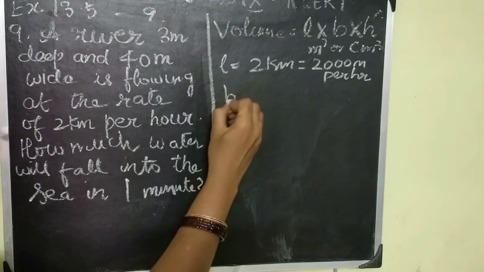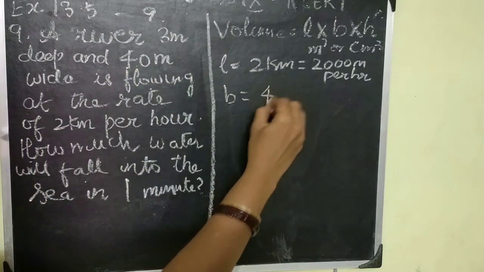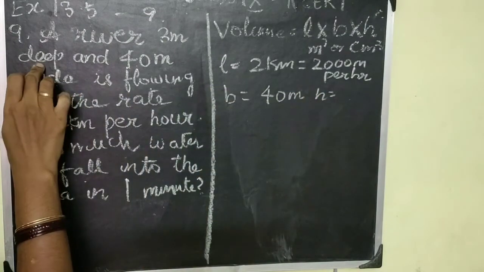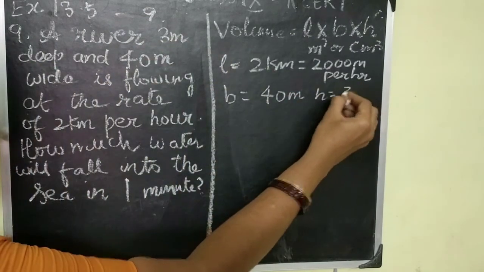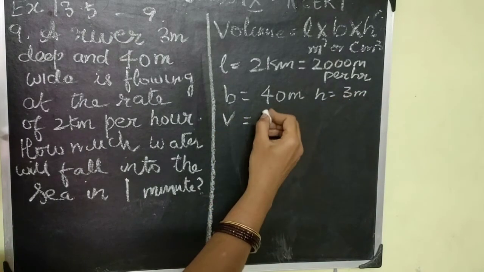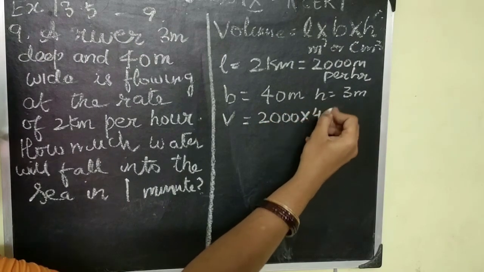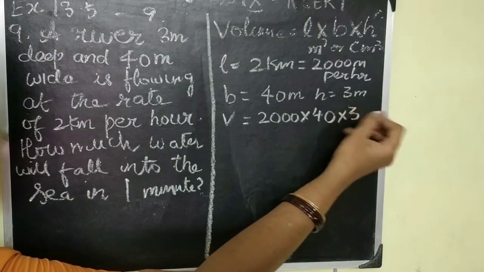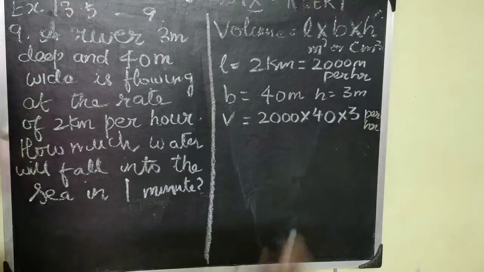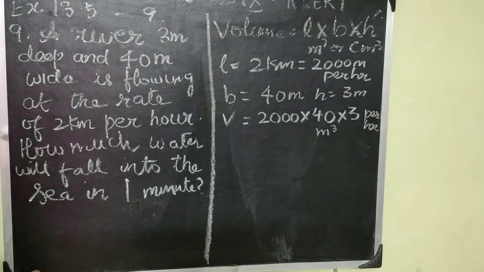Next, B is what? B is the breadth or the width, wide. So 40 meter. Then what is the H? H is given as nothing but the depth or deep. So 3 meter. So what will be the volume of the river? It is equal to 2000 length into 40 meter breadth into 3 meter height per hour. This we must never forget, so per hour. Let us keep it like this itself. It will become volume in meter cube.